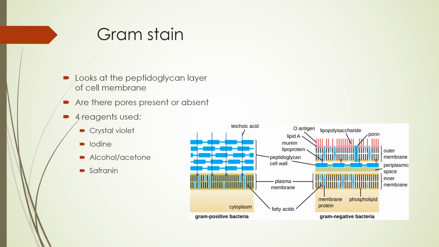We're going to use 4 reagents to stain these organisms: crystal violet, iodine, alcohol acetone decolorizer, and safranin. When we use this series of 4 stains, the resulting bacteria are either going to be purple, and those purple organisms are called gram-positive, or they're going to be pink, and those pink organisms are called gram-negative. So let's take a look at some of the reactions on the next slide.